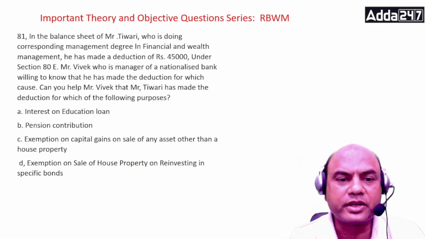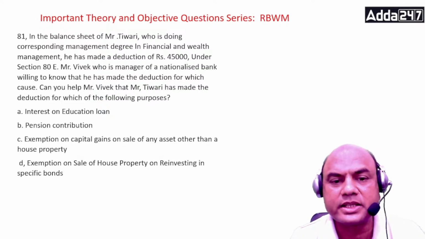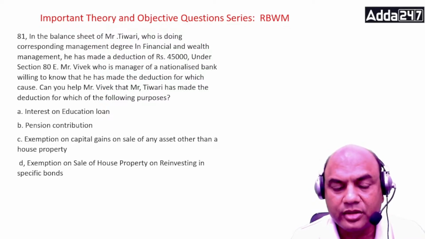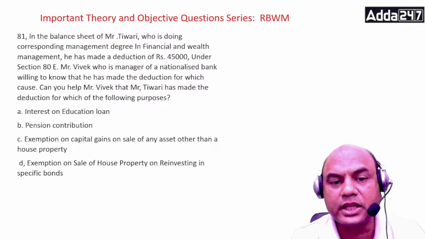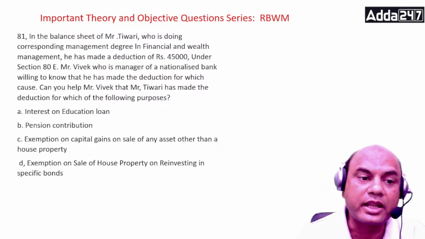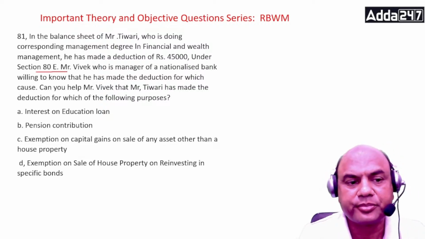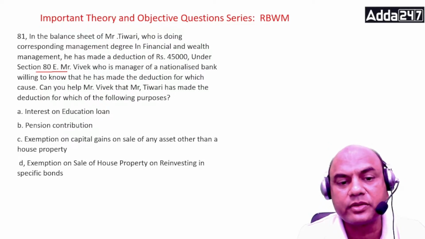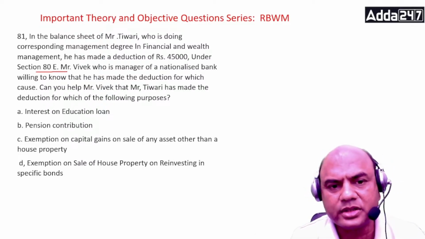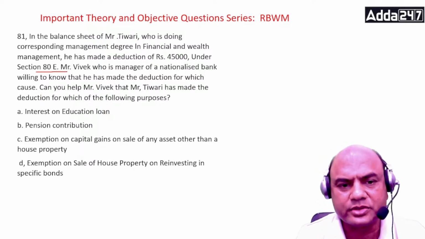In the balance sheet of Mr. Tiwari, who is doing a management degree in financial and wealth management, he has made a deduction of rupees 45,000 under section 80E. Mr. Vivek, who is the manager of a nationalized bank, is willing to know for which cause the deduction was made. Can you help Mr. Vivek? Mr. Tiwari has made the deduction for which of the following purposes? So the whole story short is, section 80E is for what? And the amount is 45,000.